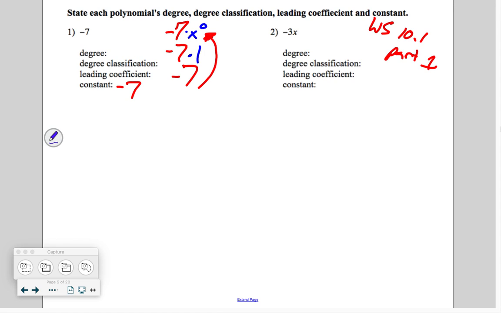So what's the degree of this polynomial? Well, the highest exponent I see is a 0. The degree classification, we don't actually talk about when the degree is 0. We'll call it a constant. And the leading coefficient is a -7.